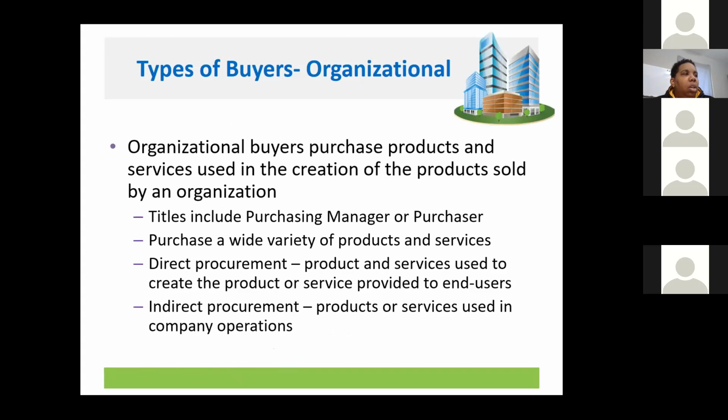Organizational, talked about that. They try to purchase a wide variety of products and services. We have two subsets here. Direct procurement is the product or service being used to provide to the end user. So we're buying materials to create something and then giving it to the end user, or indirect, where we're using it in the company operations. So that's like John Deere buying laptops for its employees to use.